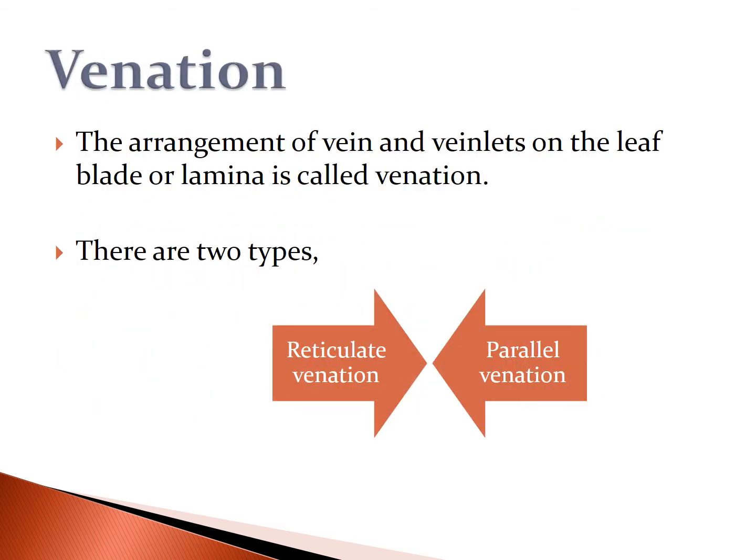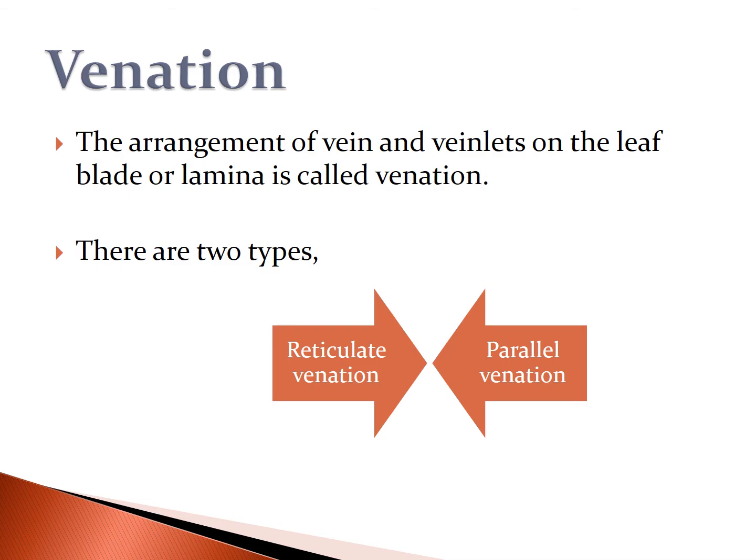Now we are going to see about venation. While we studied the lamina, we learned that it shows great variation in shape, margin, surface, texture, color, venation and incision. First of all, we learn the venation. The arrangement of veins: a vein is nothing but phloem and xylem. Veins and veinlets on the leaf blade or lamina is called venation.